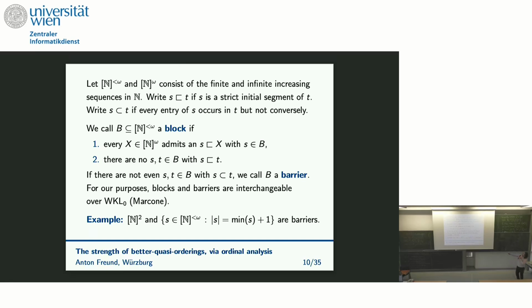Seeing this first condition is easy enough, because if you have an infinite subset of the natural numbers, you just look at the smallest element of that infinite set. That's this minimum here. Minimum plus one is some number. And then the initial segment of this x will just be the one that has this length. So you take your infinite set and you just take the initial segment that is as long as the first element of that set is large. So these are blocks.